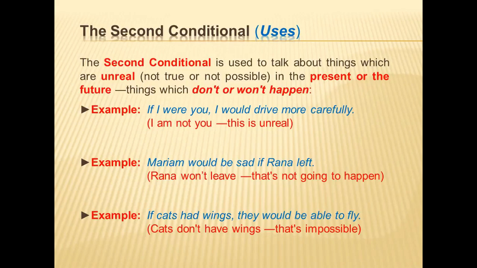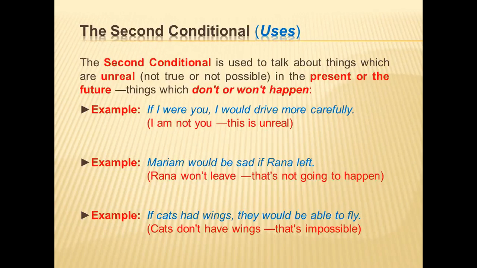The second conditional is used to talk about things which are unreal, meaning not true or not possible in the present or future, things which don't or won't happen. It means that you use this conditional to talk about things that are impossible to happen in the future or in the present day. It is unreal. It is unreal.